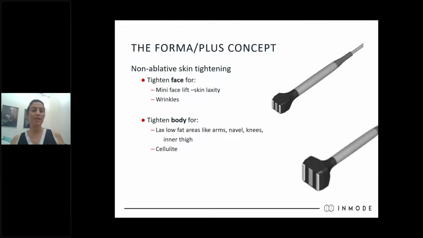Okay, so concept and indications for Forma and Plus: the idea is non-ablative skin tightening. When talking about the face, we're talking about a mini facelift that treats skin laxity and wrinkles. When talking about the body, we're talking about lax, low-fat areas like arms, navel, knees, and inner thighs. A little bit of cellulite may be targeted, but if this is the main issue, let's talk about the body effects because it's more efficient there.